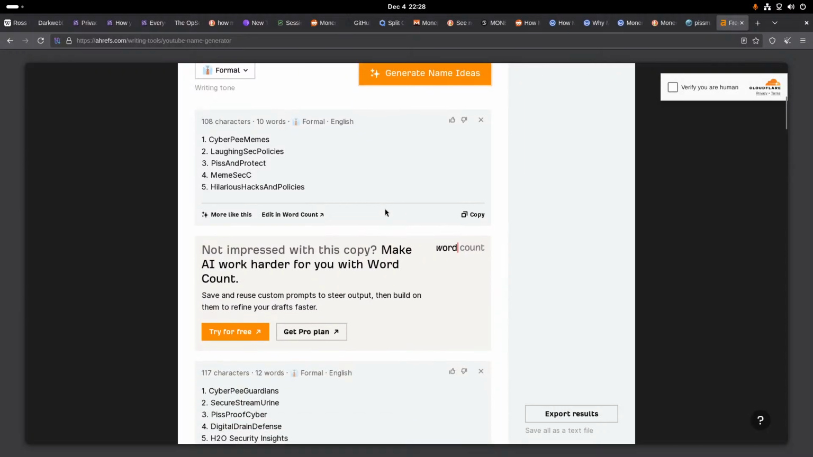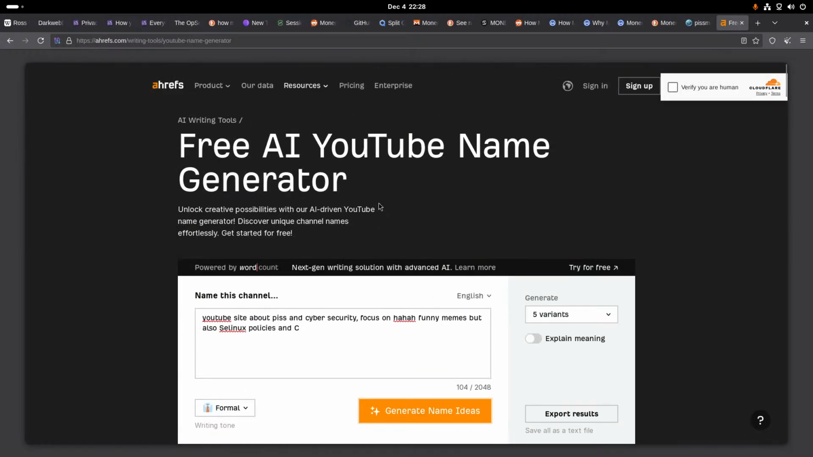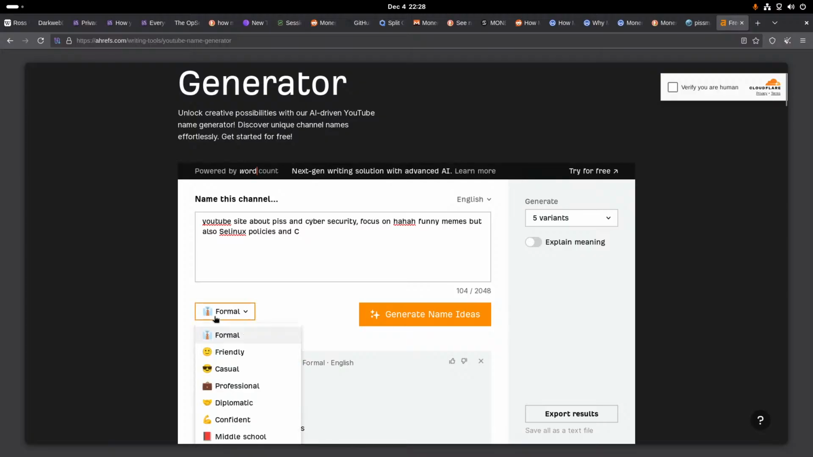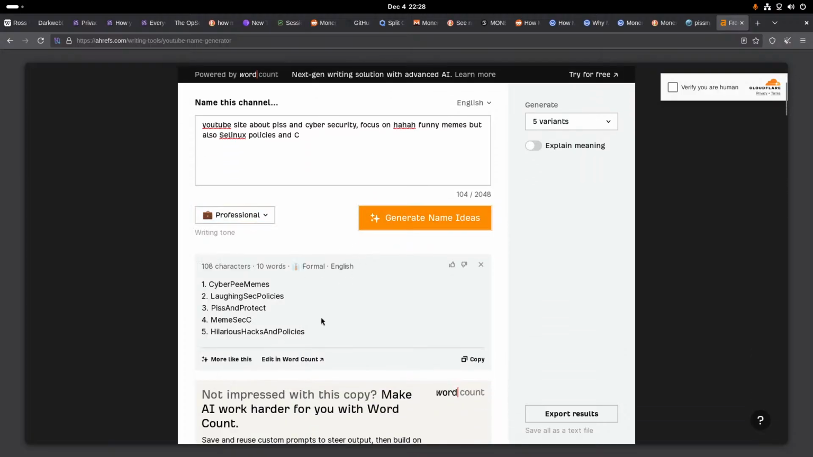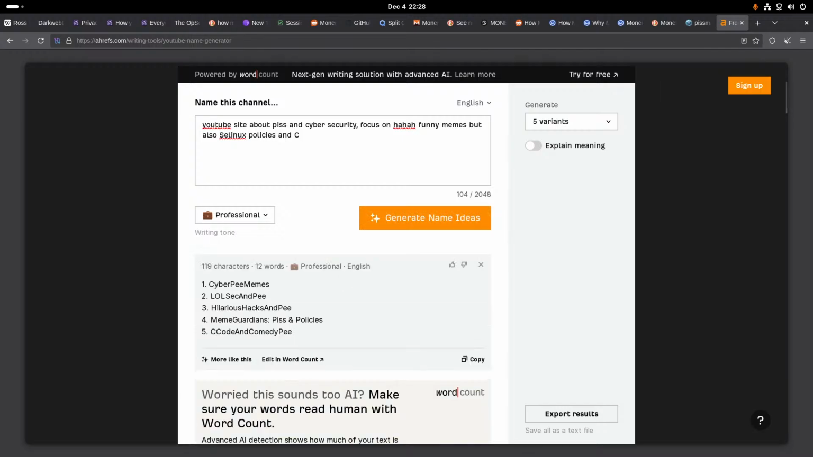Not impressed with this copy? Make AI work harder for you with word count. Why would you get this as a pro plan? Why would you pay for this? Formal? How about professional? Cyber P memes is actually the funniest shit ever. I'm never going to forget that one. LOL, second P, hilarious hackers and P, meme guardians, piss and policies, CC code and comedy P. Yeah, this guy's cooking, man. Okay.